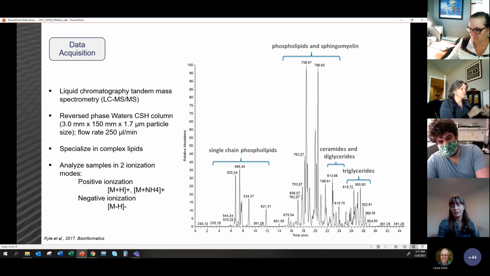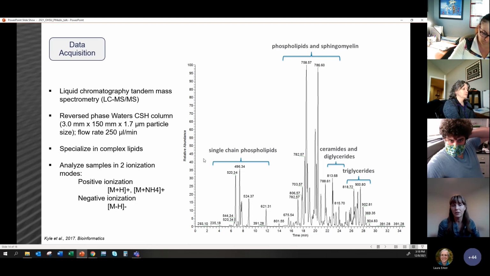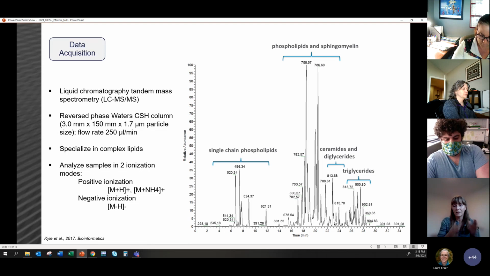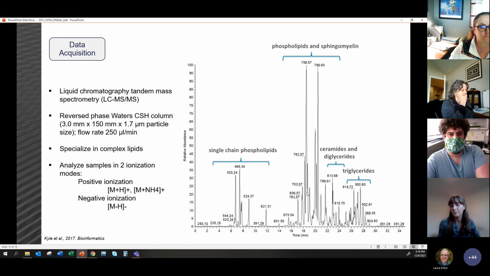So we separate the total lipid extract that we've generated from that MPlex or Folch extraction. We separate over a 34-minute gradient, and that spreads out the lipids. So we can increase our ability to ionize them and detect a variety of different types of lipids, from lower abundance to the ones that are more highly abundant.